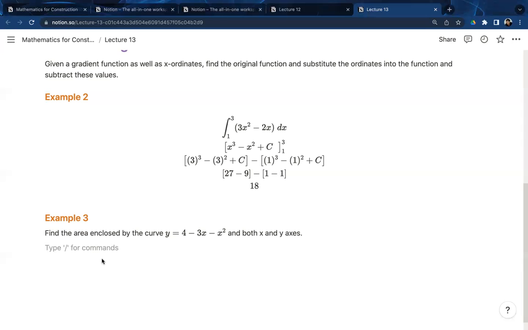Right, finding the area enclosed by the curve. They give you the equation of the curve, and the x and y axes. That's it. That's all they want. Find the area enclosed by the curve.